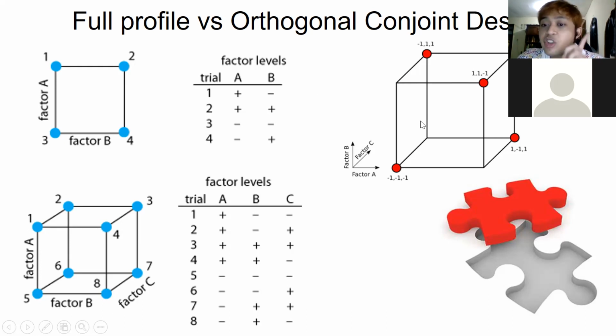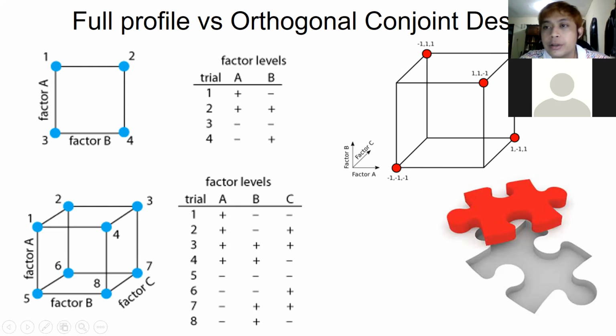Now, if it is just the orthogonal, what is the minimum number of stimuli that you have to present to your respondents? For example, this one is going to be like this: 1, 2, 3, 4. Because these are perpendicular to each other, right? So this is the minimum. The minimum is actually 4 if you would like to analyze this. So from 8 you can reduce it to 4.